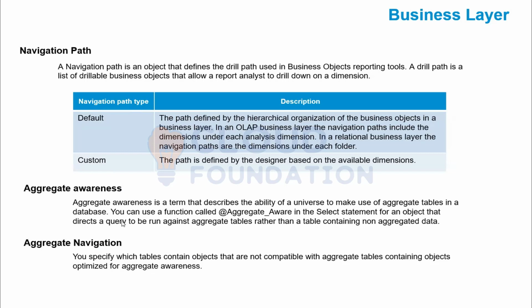Aggregate awareness is a term that describes the ability of a universe to make use of aggregate tables in a database. Aggregate tables are aggregated to year, quarter, month. The formulas and the sum are already done at the database level. So if we are using aggregated measures in our report, the sum will come directly from the database instead of being calculated in the report layer, which will improve the query performance. So aggregate awareness is one of the performance tuning methods we can use.